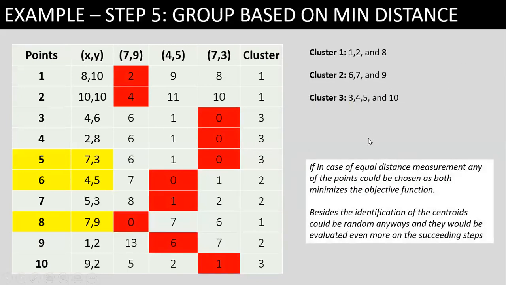If in case there is an equal distance measurement, any of the points could be chosen. So it's not critical. If there's a value that is equal, for example, the distance is 0 and 0 for centroid 2 and centroid 3, you could choose either. It doesn't matter anyways because for the next iteration, the centroids will change.